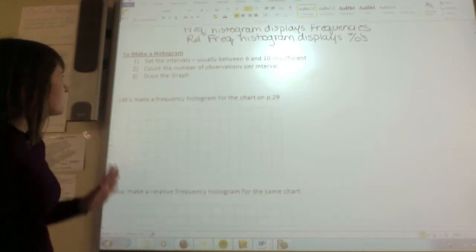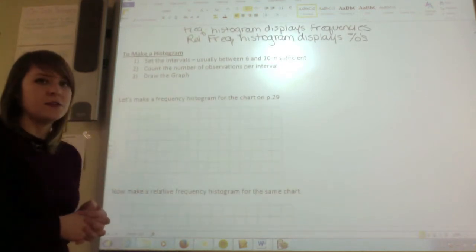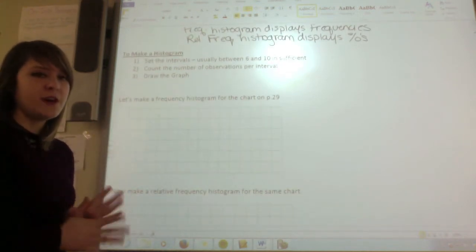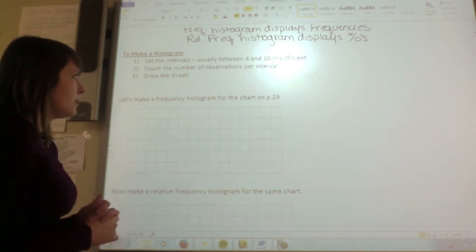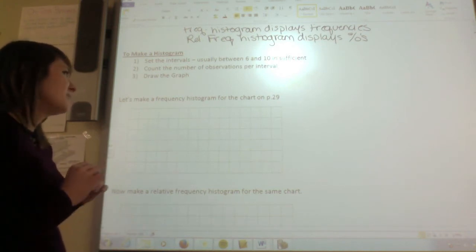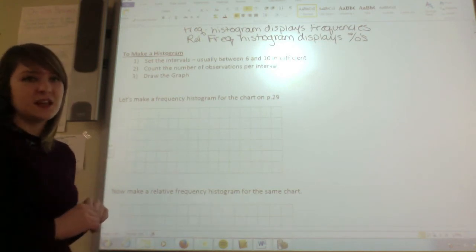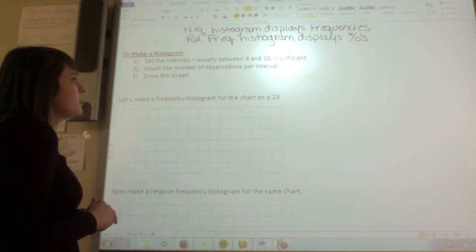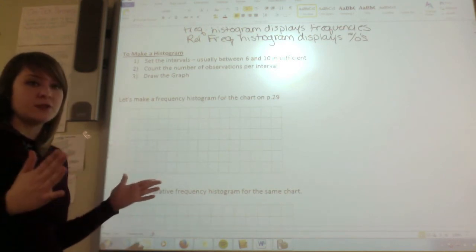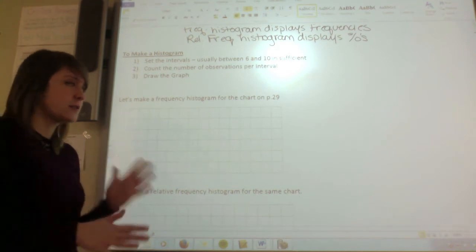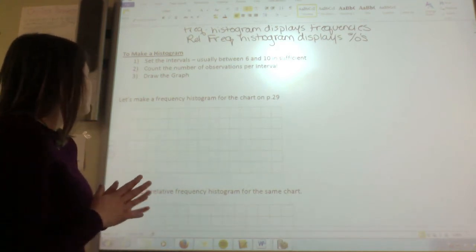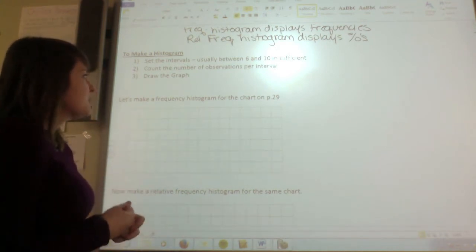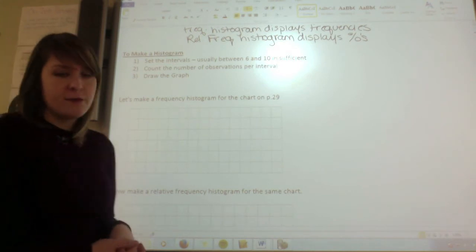Okay, so to make a histogram, the first thing you do is you need to set the intervals. Usually you want between 6 and 10 different intervals, so you want to make sure that you're making them big enough or small enough to where you can get about 6 to 10 intervals. Okay, and then you want to count the number of observations per interval and then draw the graph.